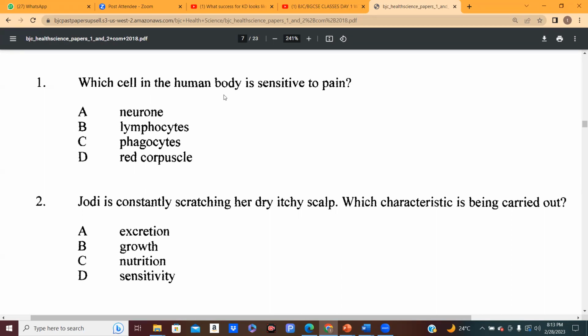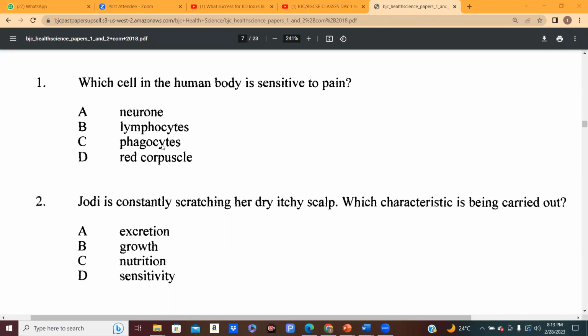Aaron, you're the first to go. The question says, which cell in the human body is sensitive to pain? Is it A, neuron, B, lymphocytes, C, phagocytes, or D, red corpuscle? Would it be C? C, phagocytes? Yes, sir. Okay, that is incorrect.